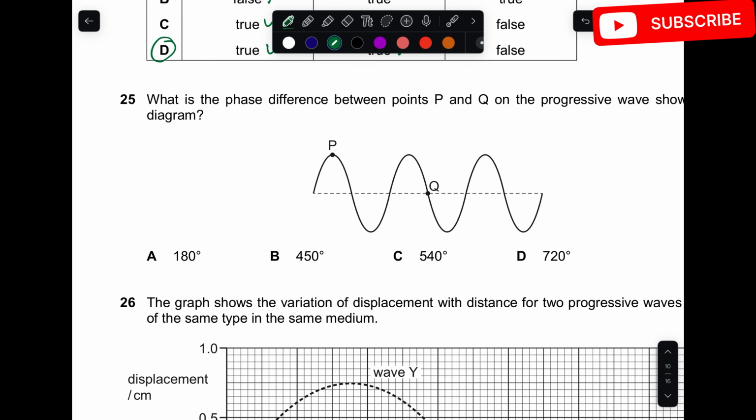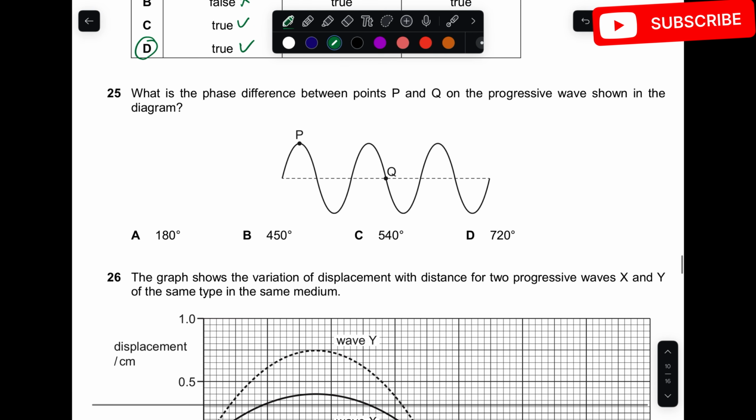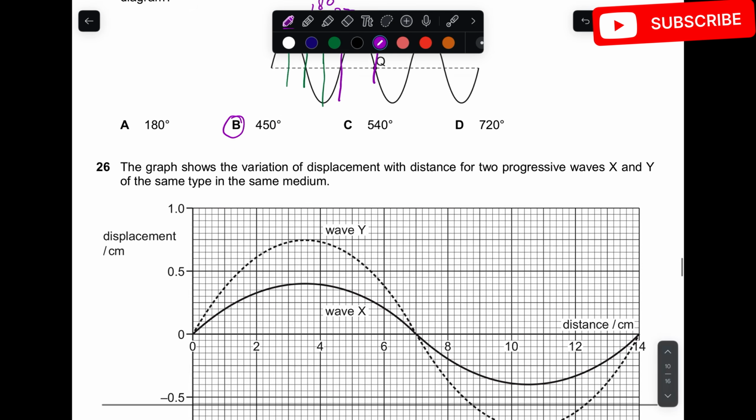What is the phase difference between the point P and Q on the progressive wave shown in the diagram? Okay, so this is P. This is the first quarter, so this is 90-degree phase difference from P. And this is second quarter, so from there it is 180. This is third quarter, so from there it is 270, then this is 360, and then this is 360 plus 90, that is 450. Okay, so this is B. Each quarter is of 90 degree.